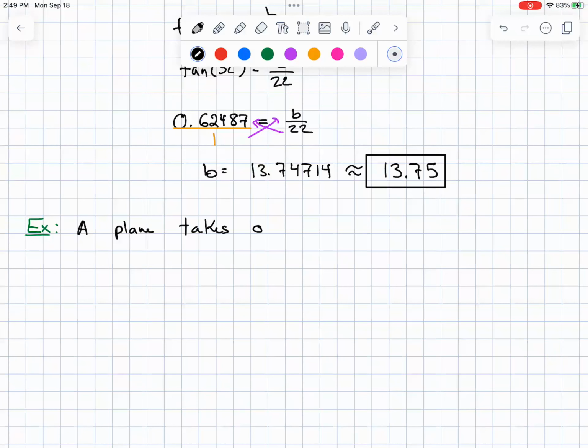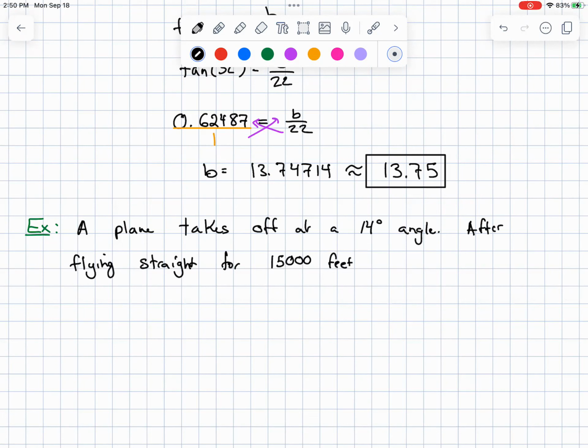A plane takes off at a 14-degree angle. After flying straight for 15,000 feet, what is the altitude of the plane? Round to the nearest whole number.